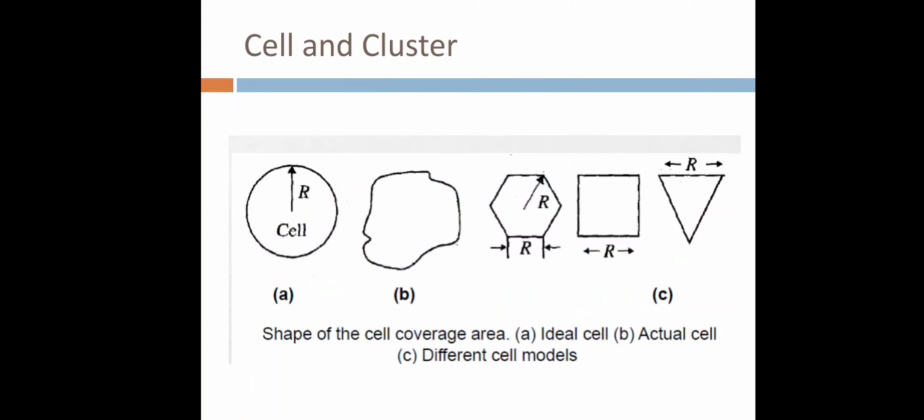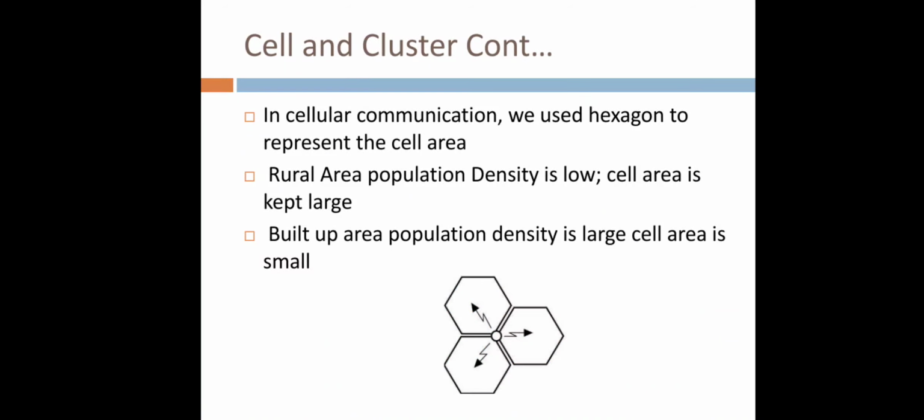Now cell and cluster. The cell can have different shapes: as shown in the figure, circle, uneven shape, hexagon, square, and triangular. Which one is best? In cellular communication we use the hexagon to represent the cell area. In a rural area the population density is low and the cell area is kept larger. In a built-up area the population density is larger, so the cell is small.